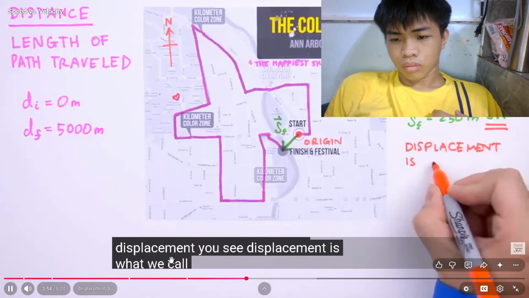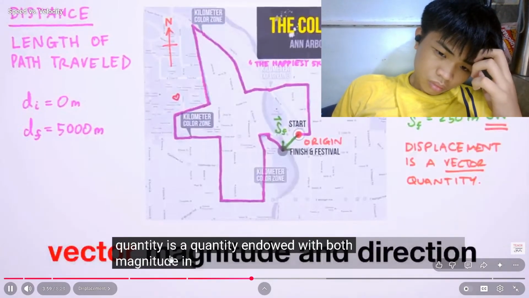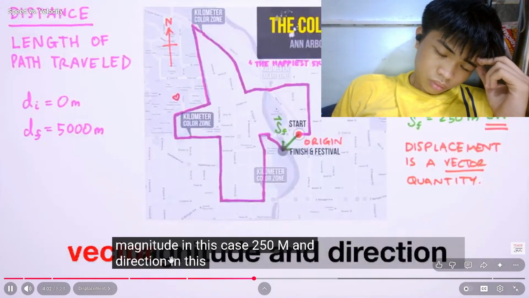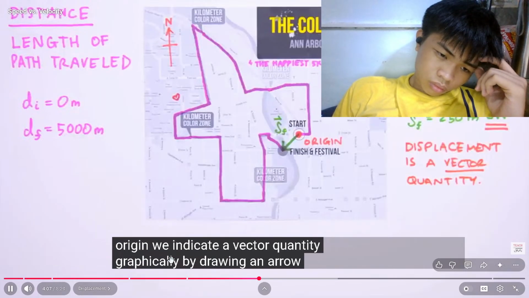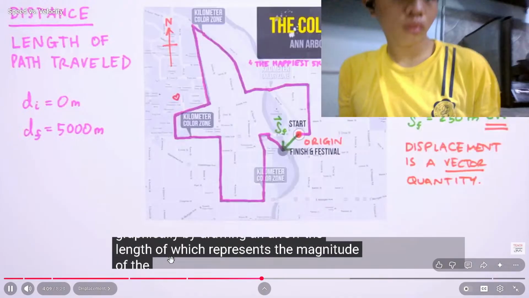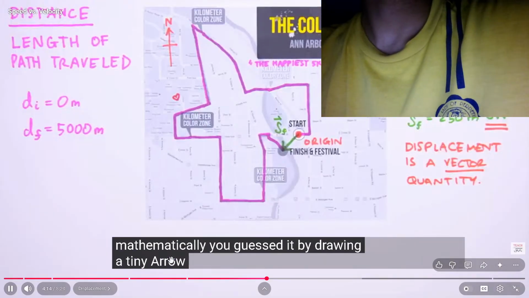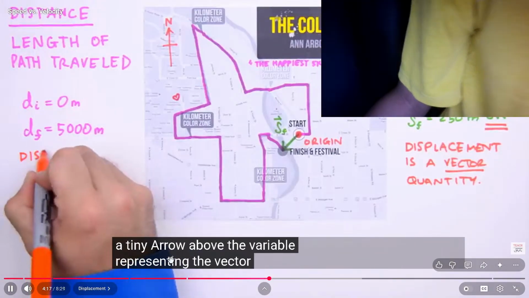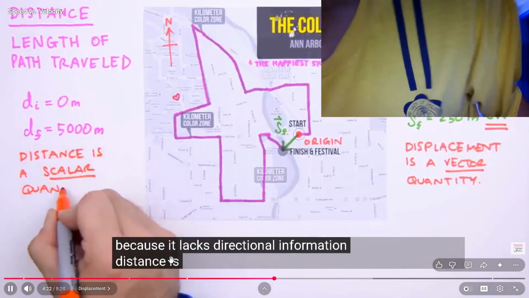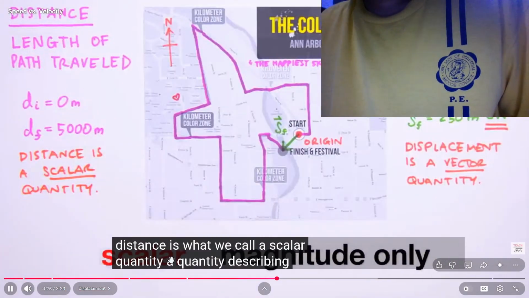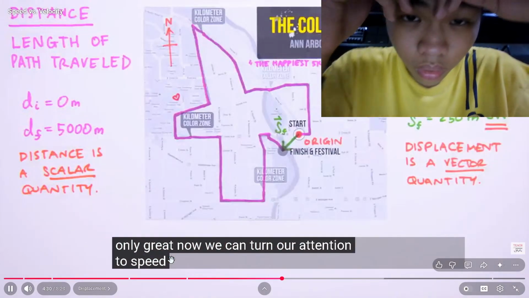You see, displacement is what we call a vector quantity. A vector quantity is a quantity endowed with both magnitude, in this case 250 meters, and direction, in this case southwest of the origin. We indicate a vector quantity graphically by drawing an arrow, the length of which represents the magnitude of the vector. A vector is indicated mathematically, you guessed it, by drawing a tiny arrow above the variable representing the vector. Distance, on the other hand, is not a vector quantity because it lacks directional information. Distance is what we call a scalar quantity, a quantity describing magnitude only. Great. Now we can turn our attention to speed and velocity.